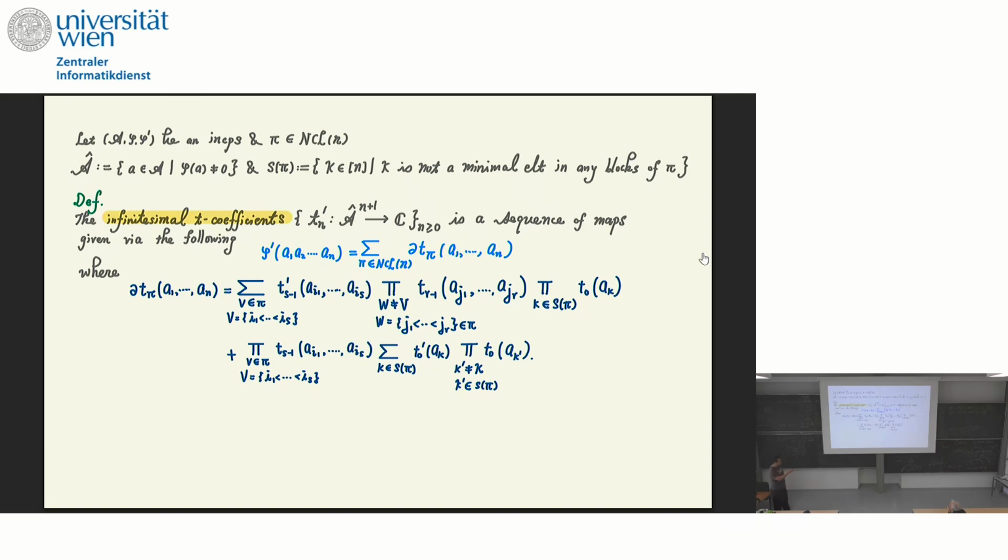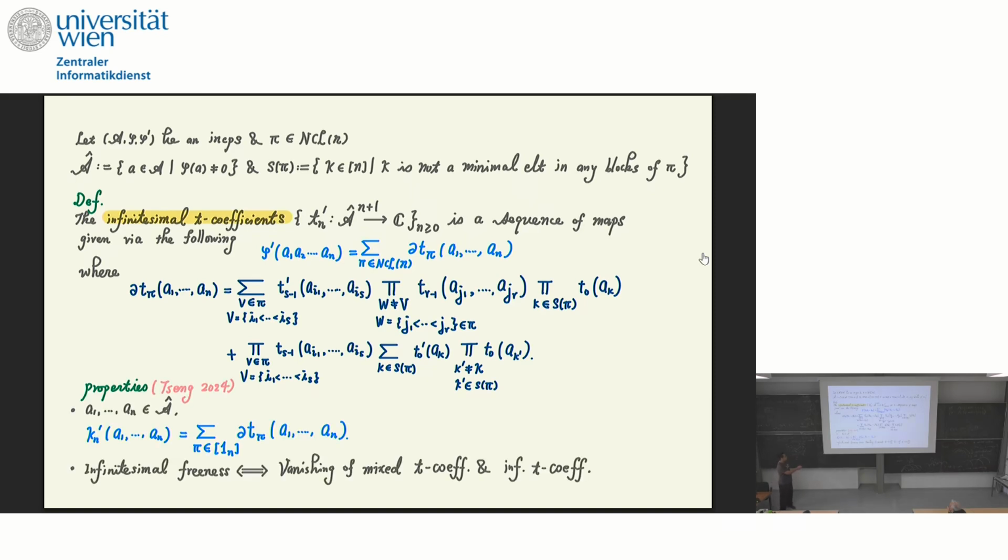And guess what? They also have a nice relation. The infinitesimal free cumulant can also be calculated by the infinitesimal t coefficient. And furthermore, infinitesimal freeness is also equivalent to a condition on the t coefficient and infinitesimal t coefficient.